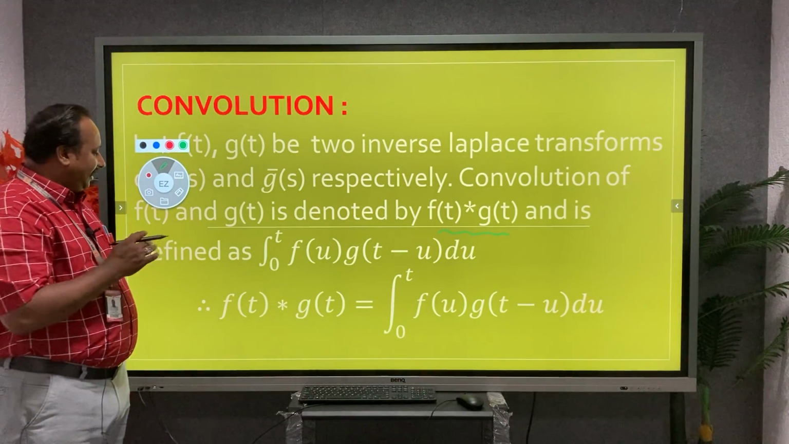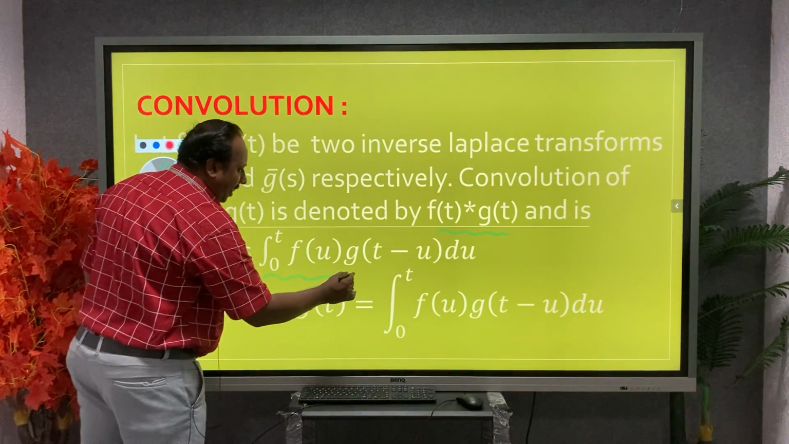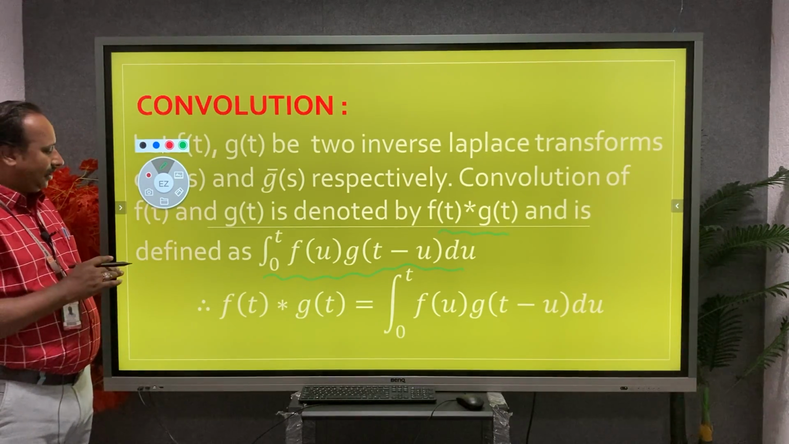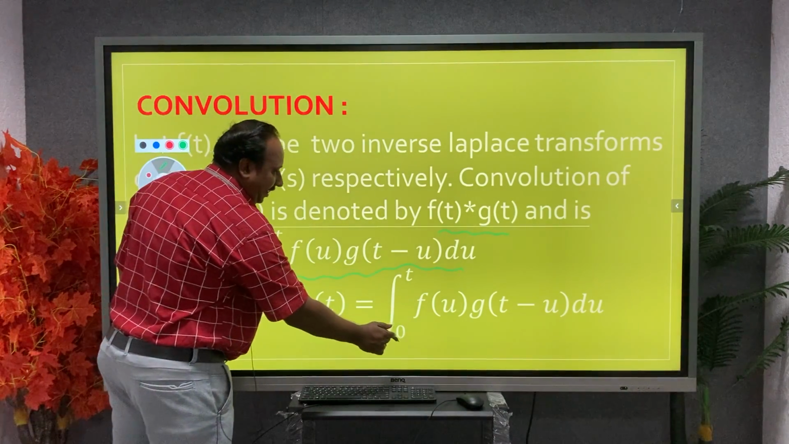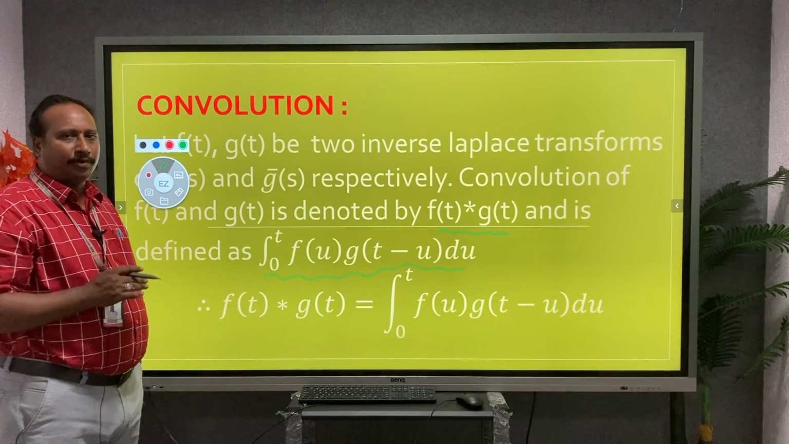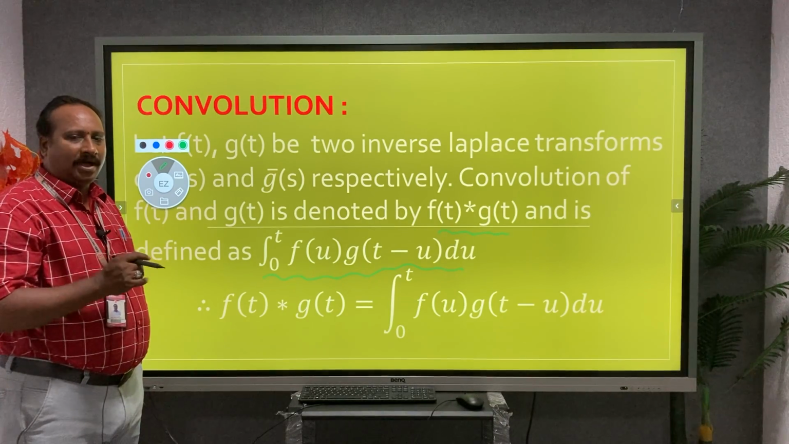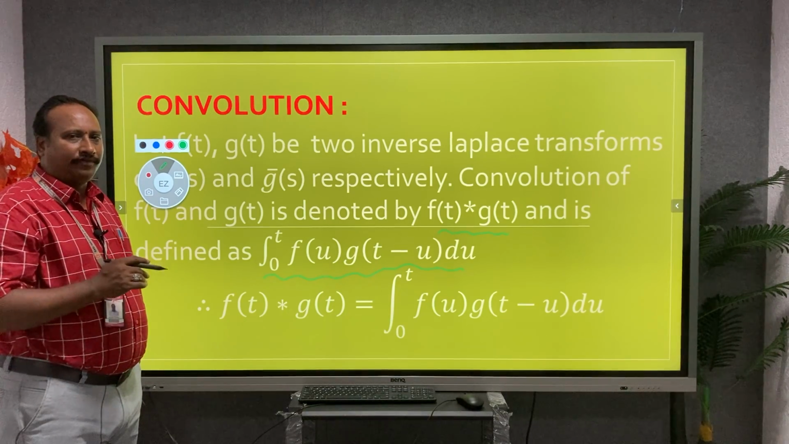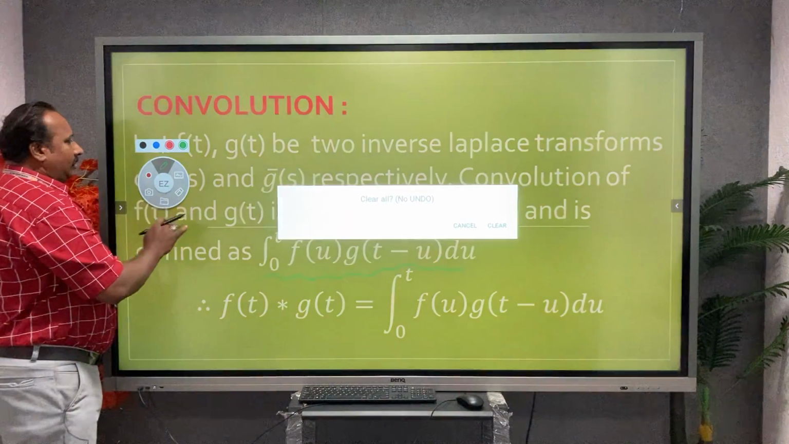It is defined as integral 0 to t f of u g of t minus u du. So this is the convolution product. Finally, we got f of t star g of t equal to integral 0 to t f of u g of t minus u du. So how to denote the convolution product? It is f of t star g of t. How to define the convolution product? Integral 0 to t f of u g of t minus u du. Now coming to the next slide.